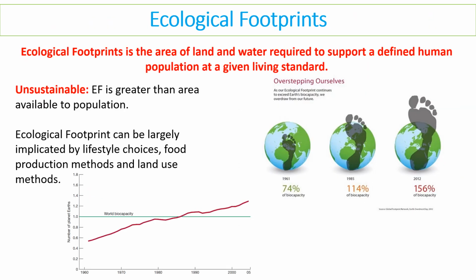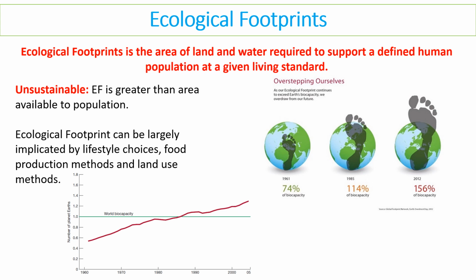Ecological footprints then you need to be aware of. An ecological footprint is the area of land and water required to support a defined population at a given living standard. So if your ecological footprint is bigger, then it is causing more damage. You would effectively require more land to make it sustainable. It is unsustainable if your ecological footprint is greater than the area available to the population.